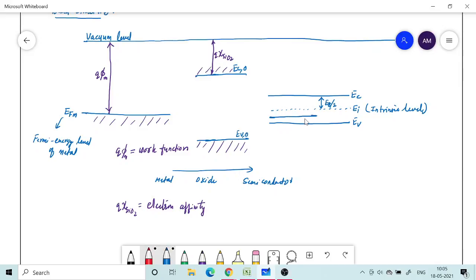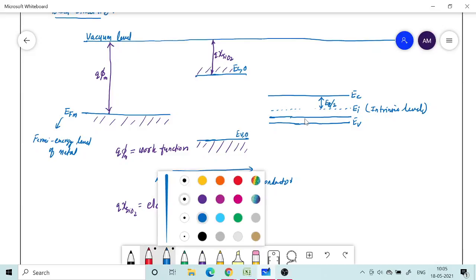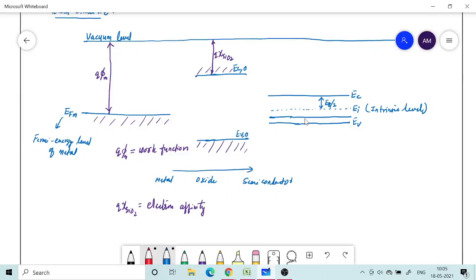Fermi level is not a physically existing energy level. It is theoretically that we put that level there in order to explain its conduction properties. So if the Fermi level is between EI and EV, then we have a p-type semiconductor.